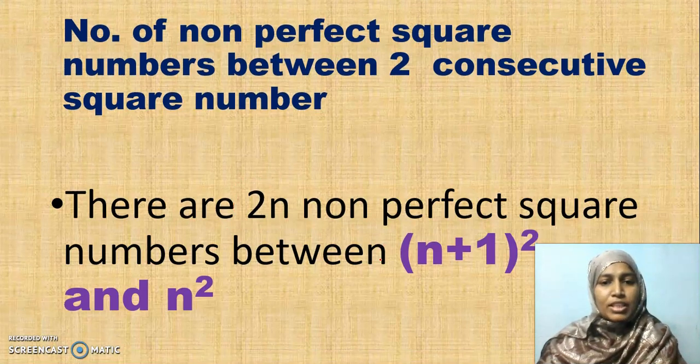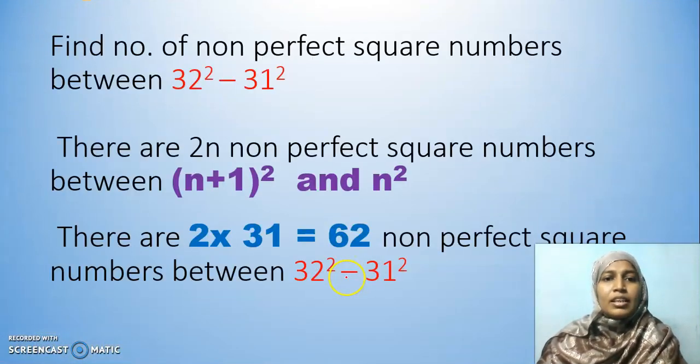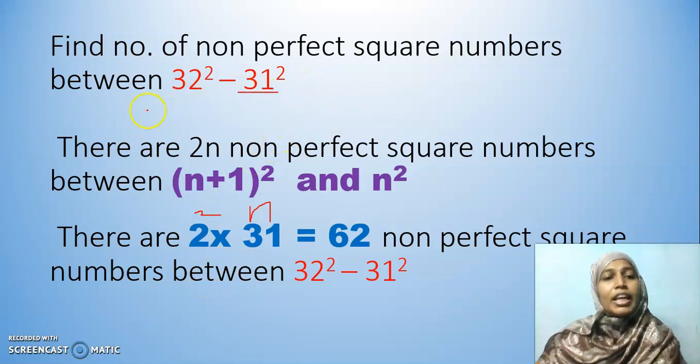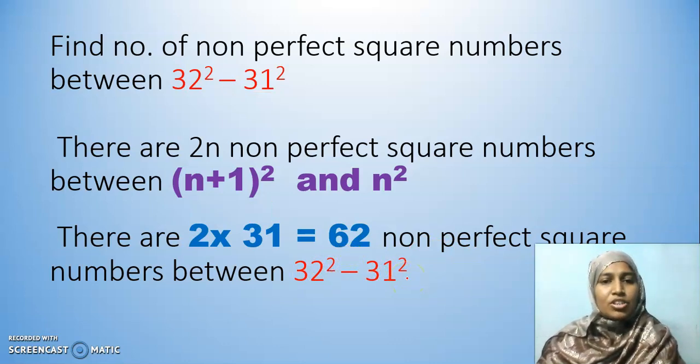Shall we try with one more example? Here it is. Find the number of non-perfect square numbers between 32 squared and 31 squared. And again the answer is 2n alone, my dear children. There are 2n non-perfect square numbers. So 2 into 31. n is this 31 and not 32. Repeatedly I am making this note. Be careful. 2 into 31 is 62. So there are 62 non-perfect square numbers between 31 squared and 32 squared. Is it clear, my dear children?